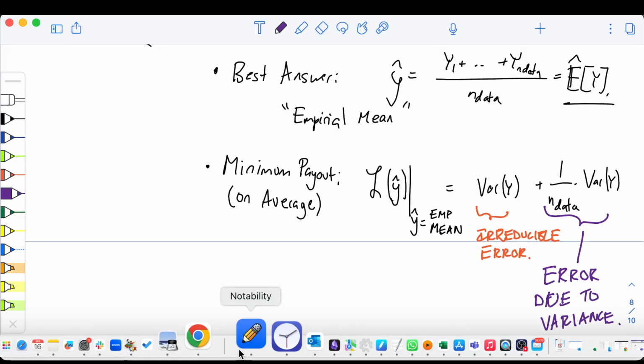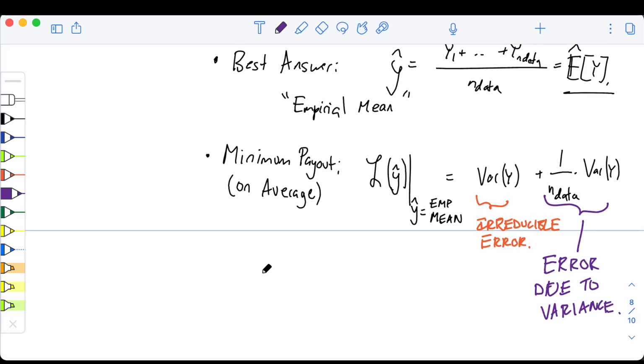I will show you in a minute why this is true. It's not hard to prove this formula. We're going to prove it in 1 second. It's going to use the Pythagoras formula for random variables one more time. But that's the truth of what's going on.